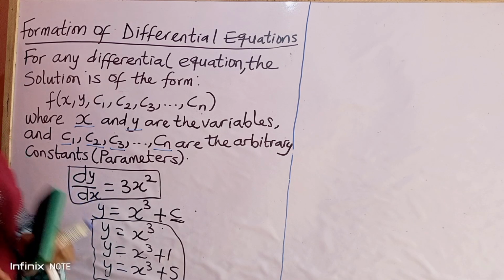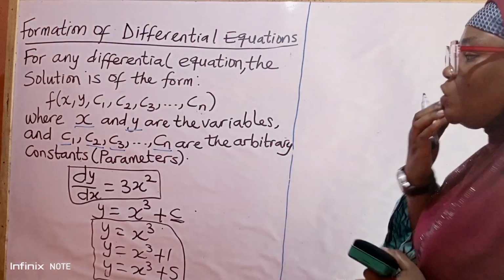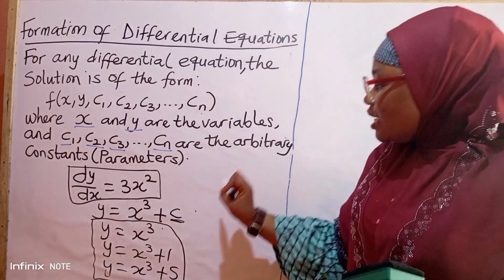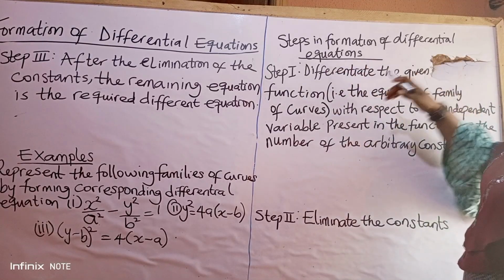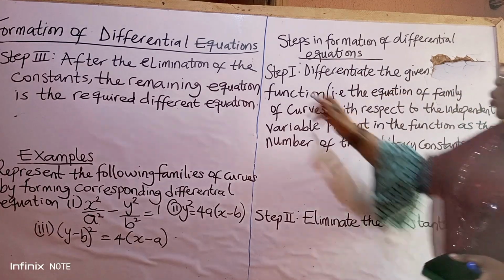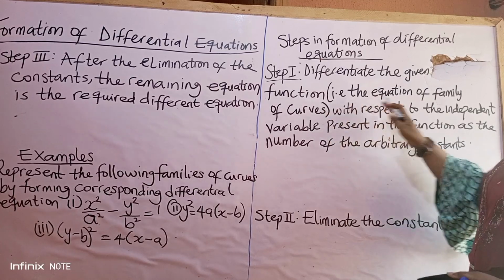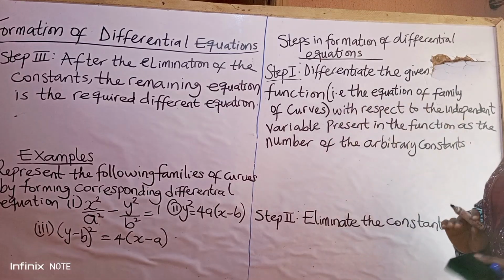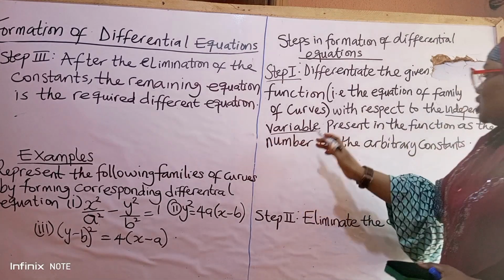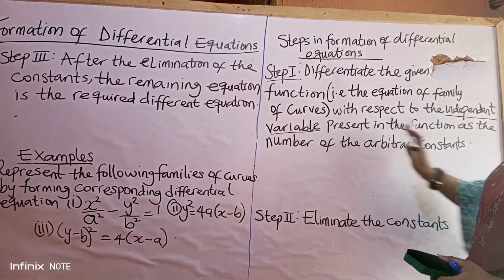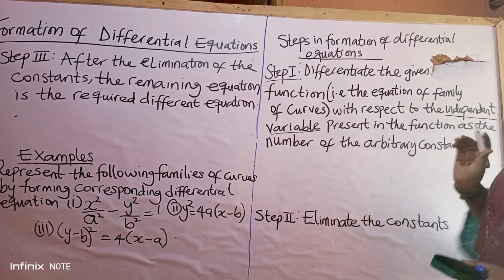So there are some steps that must be followed if you want to form a differential equation when a function is given. Steps in formation of differential equations. Step 1: Differentiate the given function, that is the equation of family of curves, with respect to the independent variable present in the function, as many times as the number of the arbitrary constants.